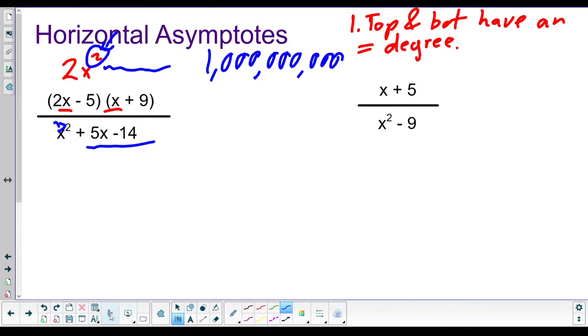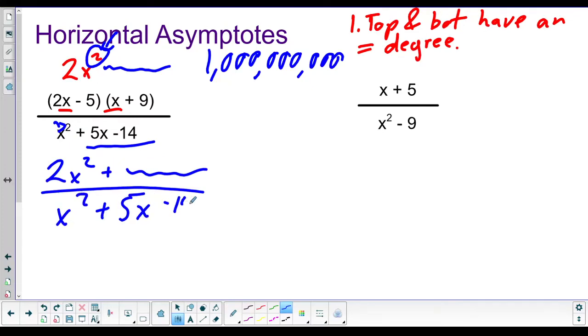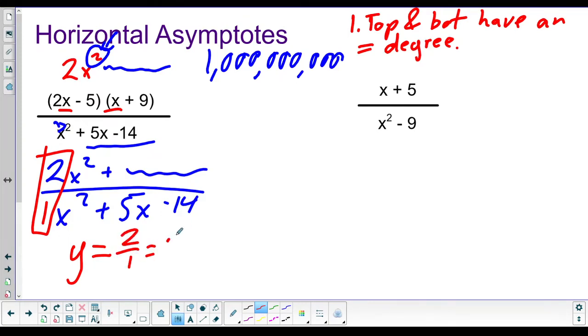So what we want to look for once we've determined that our degrees are equal. So let's say this is 2x squared plus some stuff, and then we have x squared plus 5x minus 14. All we care about is the ratio of those leading coefficients. Your horizontal asymptote is going to be y equals this ratio. So 2 over 1, and of course reduce that because we're not lazy. So y equals 2 is the equation of your horizontal asymptote. That's for them having the same degree.